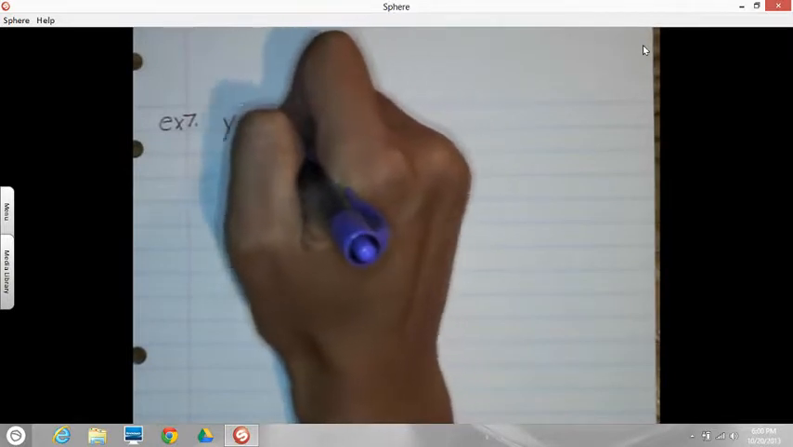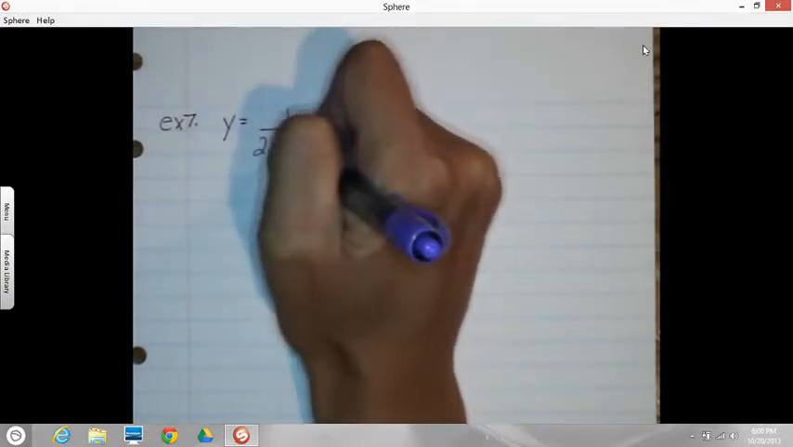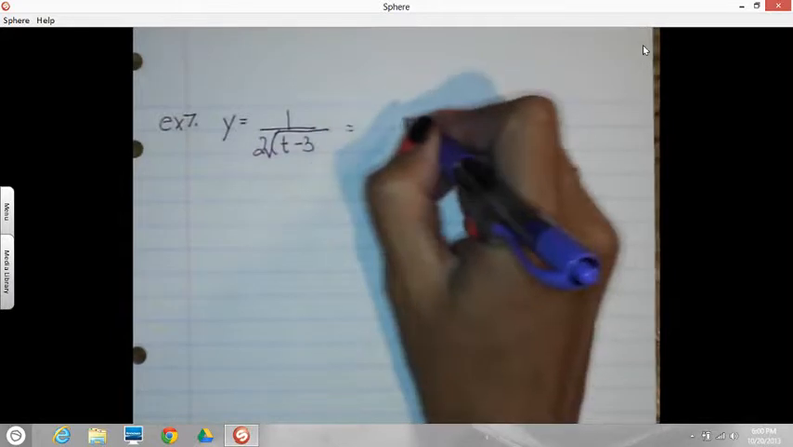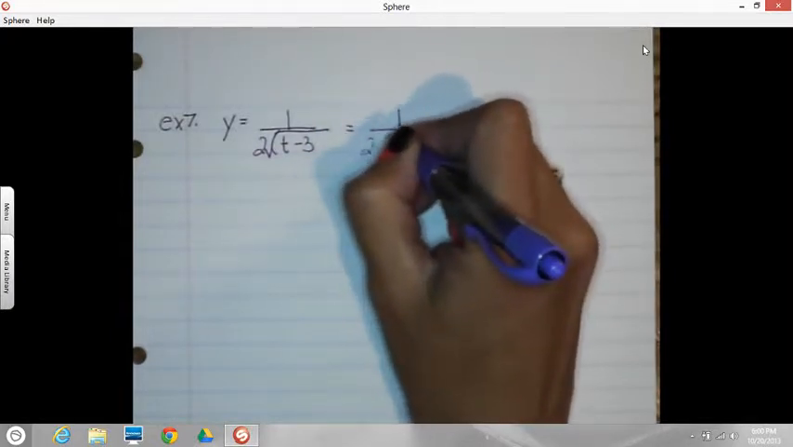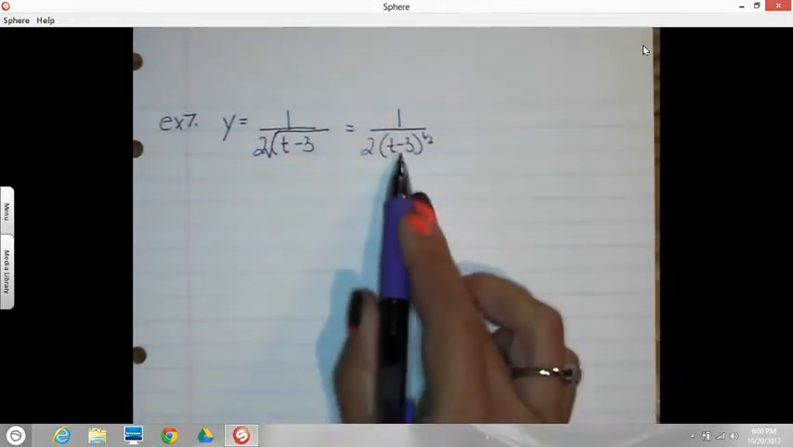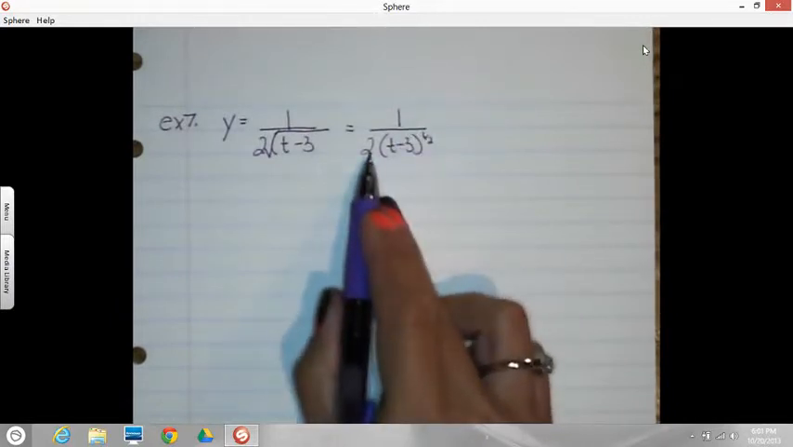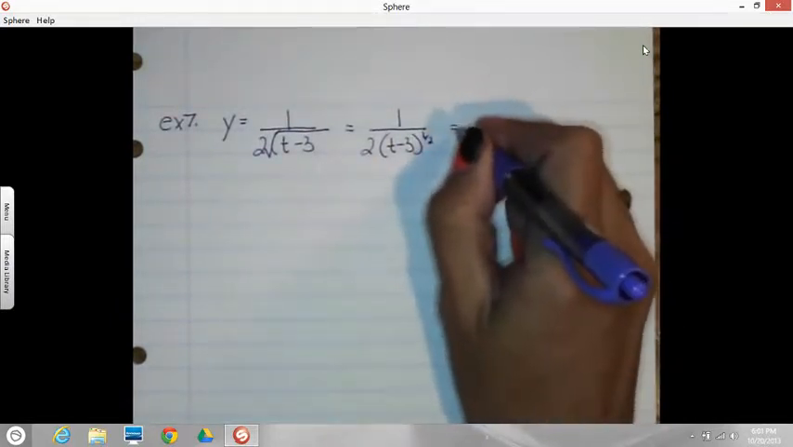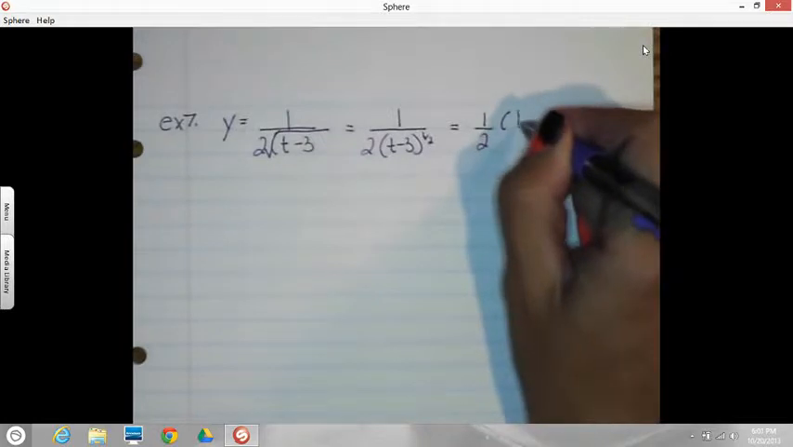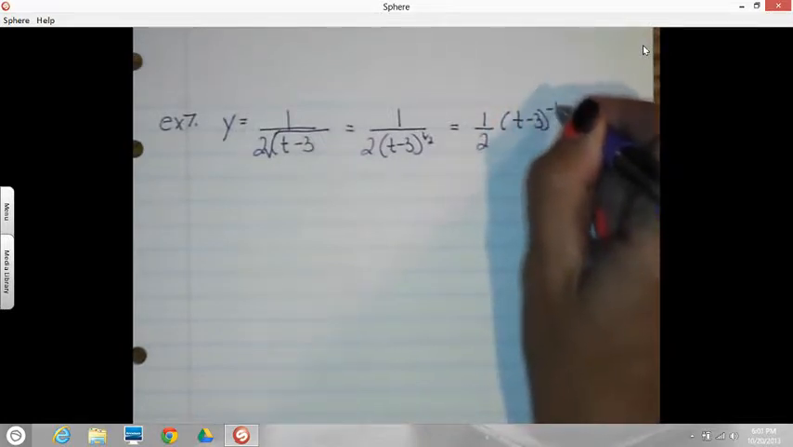Again, it's just getting it in the form where we can do the derivative rule. We've got 1 over 2 times the square root of t minus 3. Okay, I'm going to get rid of that radical. So the t minus 3 is to the 1/2 power. The problem with this is that t in the bottom, I can slide that to the top. The 2 is just going to stay down. So what I'm actually going to have is a 1/2 times this quantity t minus 3 to the negative 1/2 power. So I've left the 2 in the bottom.